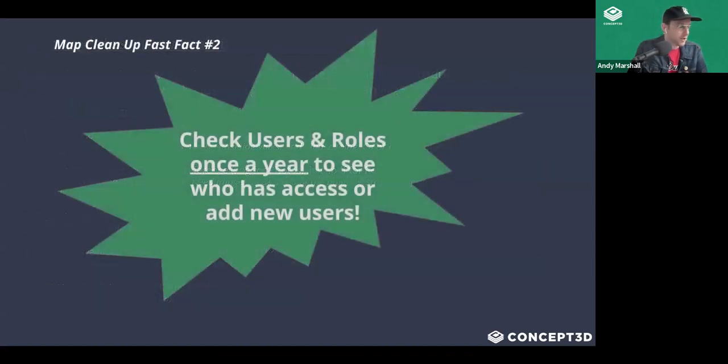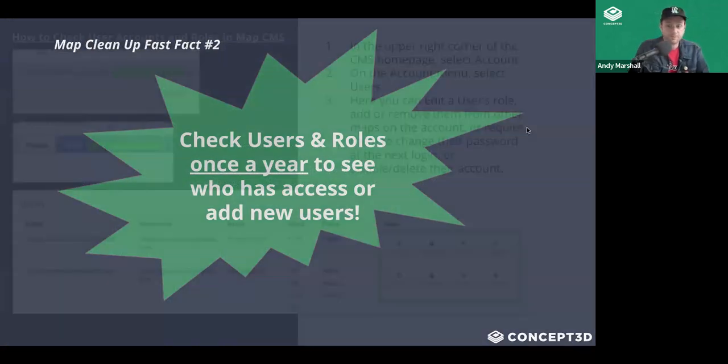All right, so we're going to fly right into our next map fast fact here. As you can see, you can check your users and roles once a year, so that you can see who has access or add new users as well.